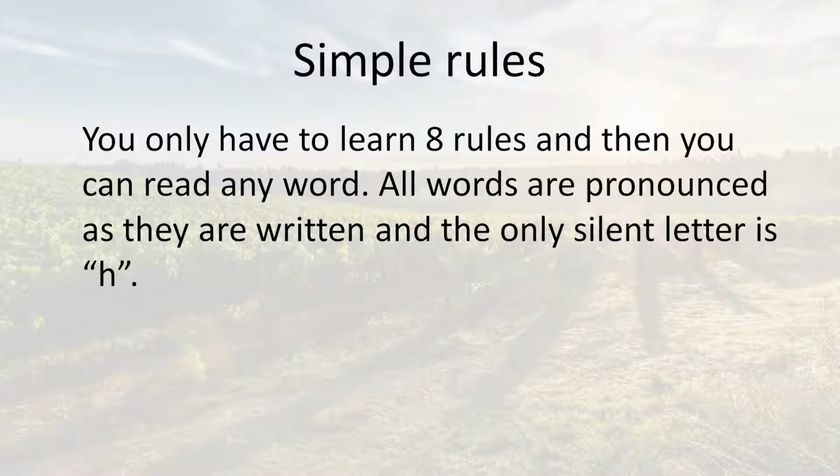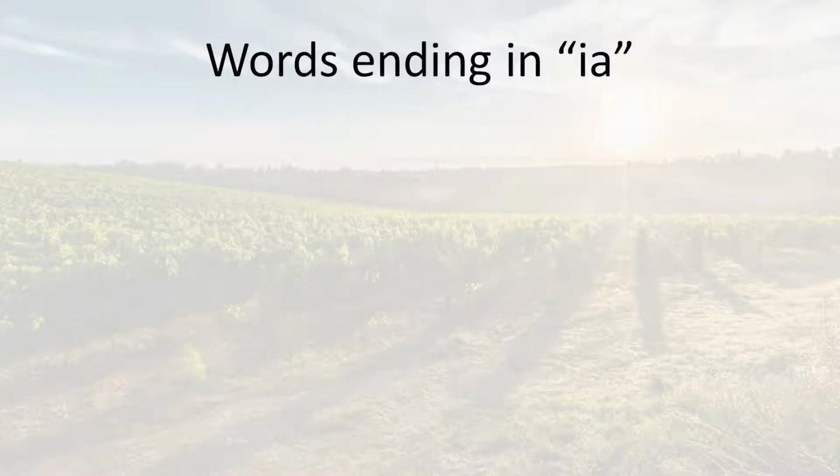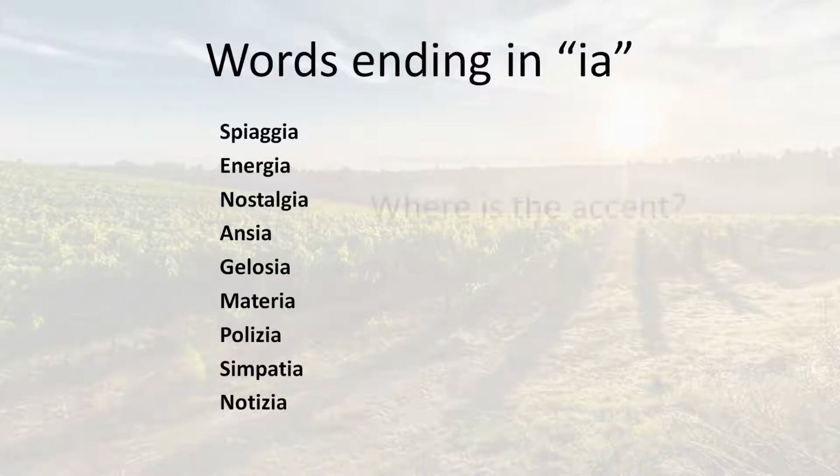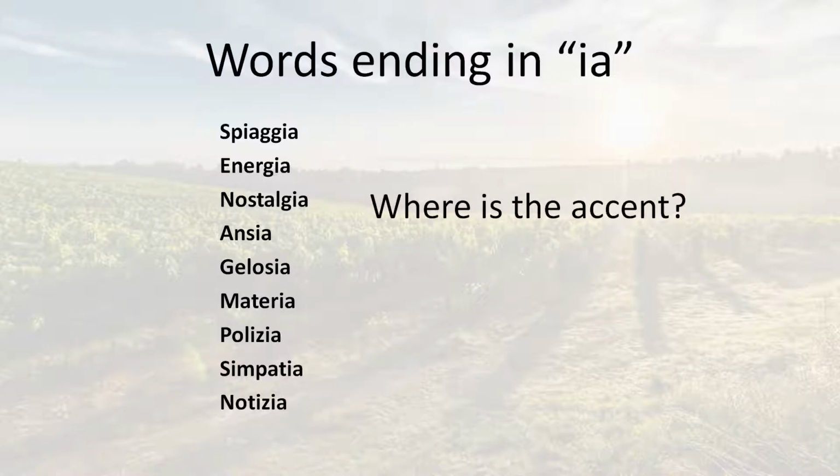But there are a few difficulties with pronunciation. Firstly, words ending in ia. When words have this ending, I have no idea where the accent is. Spiaggia, energia, nostalgia, ansia, gelosia, materia, polizia, simpatia, notizia.